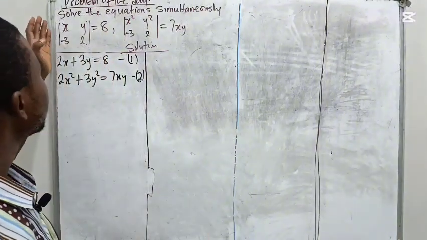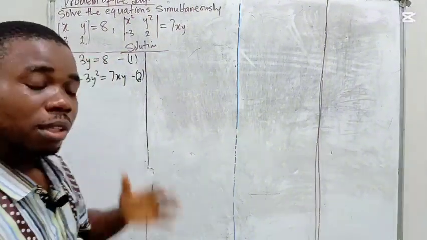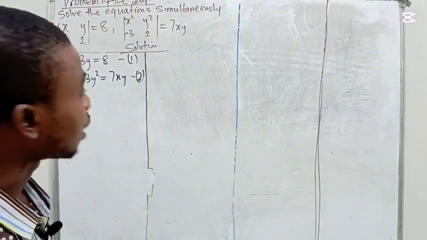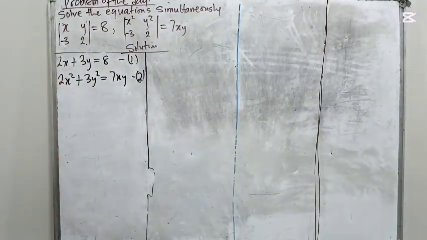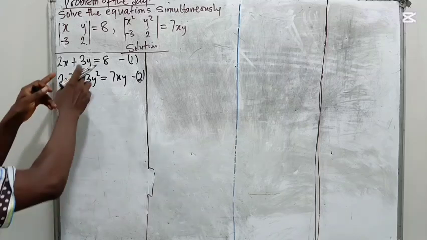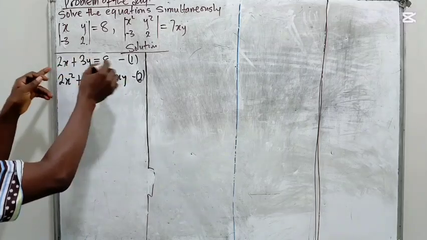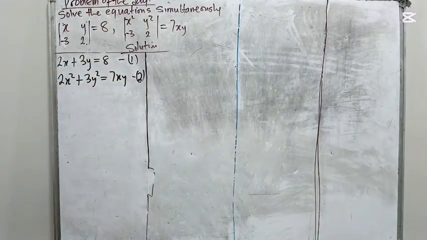Watch the video, it will help you, especially those who are writing further mathematics. This problem is a question in one of those further mathematics textbooks that I have come across. So let's see if we can solve them and break it down to the barest minimum. So let's find the values of x and y that will satisfy equation 1 and equation 2.